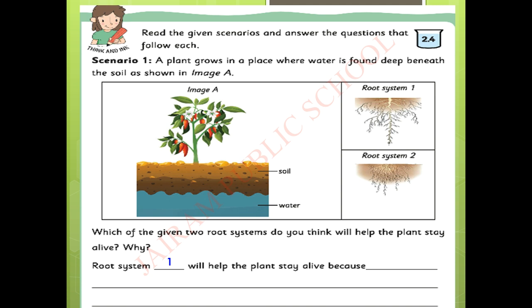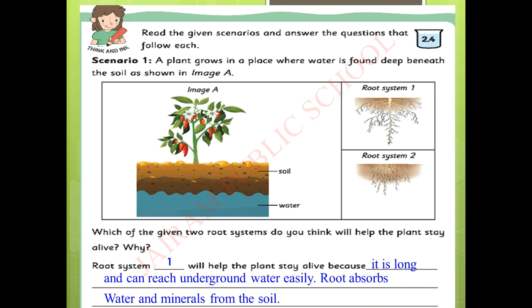Exactly, the root system 1. So root system 1 will help the plant to stay alive because it is long and can reach underground water easily. As these roots are very long, they are able to reach the underground water easily. Root absorbs water and minerals from the soil. So we already know that the function of the root is to absorb the water and minerals from the soil for the plant to grow.